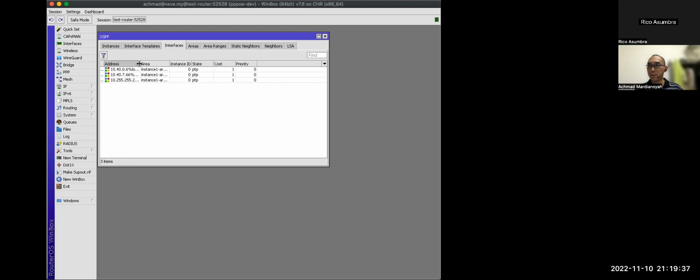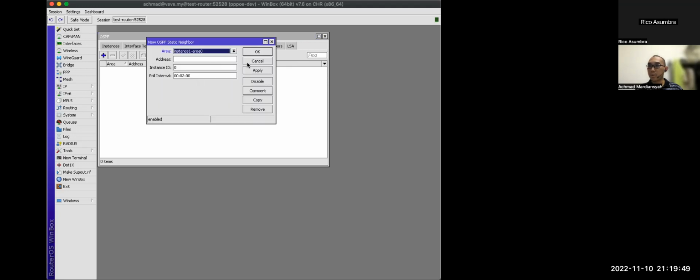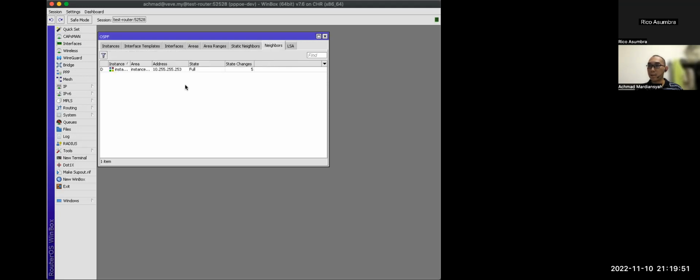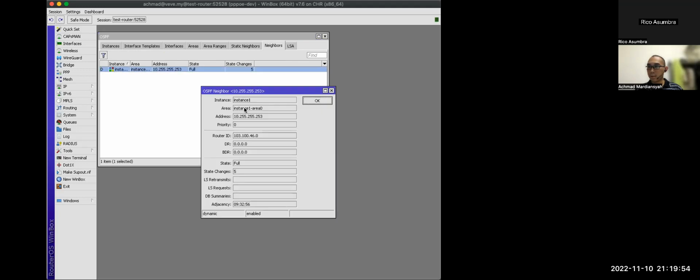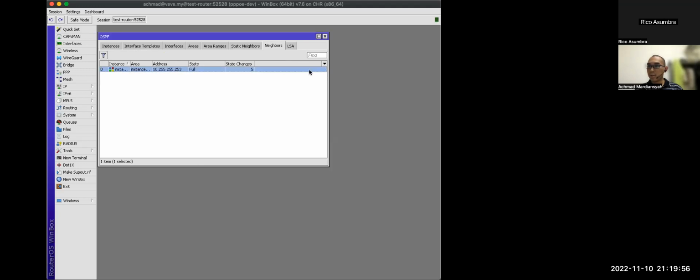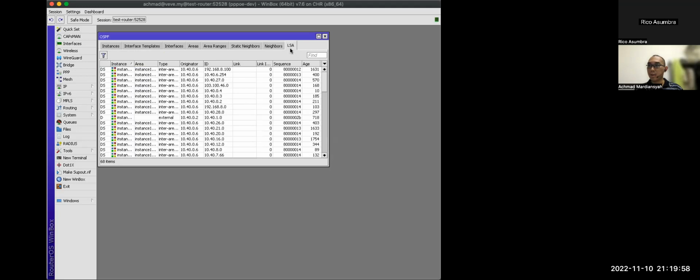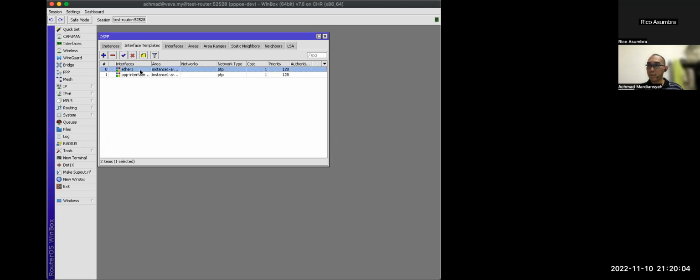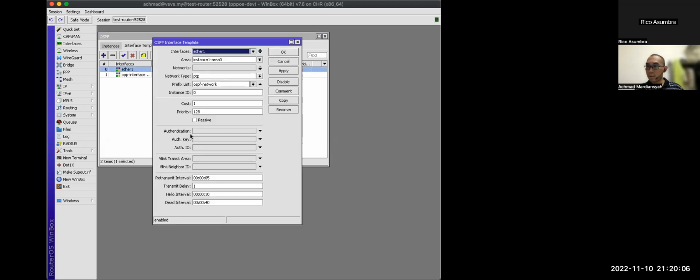As you can see, this is the interface that we are running. Here we have a static neighbor. If you are using NBMA, you define it here. And then here are the neighbors, the neighbor status, and then here's the LSA.